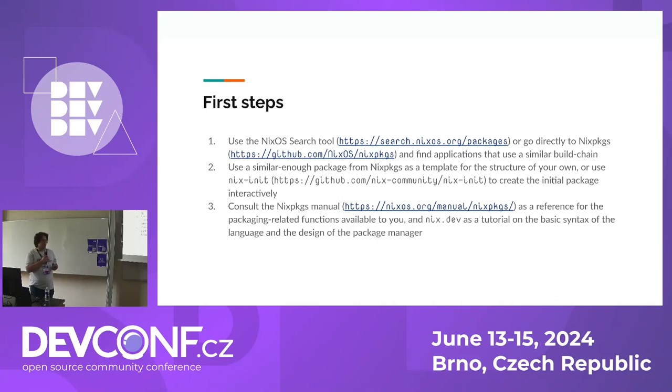So first steps, if you want to get started writing a Nix package for an application, you can use the NixOS search tool, search.nixos.org, or you can go right to the Nix packages repo, it's on GitHub. And you can find applications that have a similar build chain to whatever you're building. So if you're building something that's done with CMake, then you want to look for something that's done with CMake. Even better, if you can find something that has a very similar set of dependencies so that you know exactly how you're pulling those in, it's just good to start with an example because Nix is a little bit complicated, and it's just nice to have something to reference.